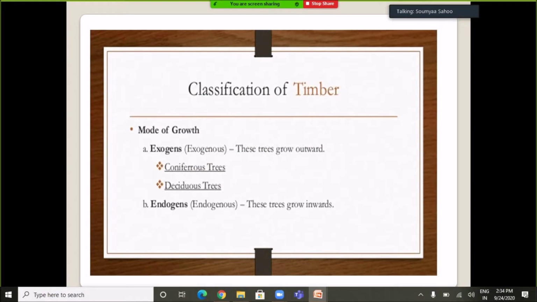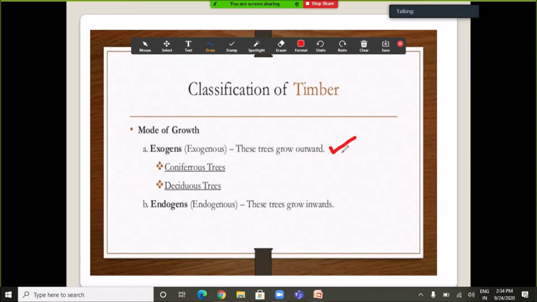Classification of timber. Depending upon the mode of growth, timber is classified into two categories. One is exogenous and another one is endogenous tree. So the exogenous trees grow outward, and these are also categorized into two types. First one is coniferous tree and second one is deciduous tree. And in case of endogenous trees, the growth is inward.